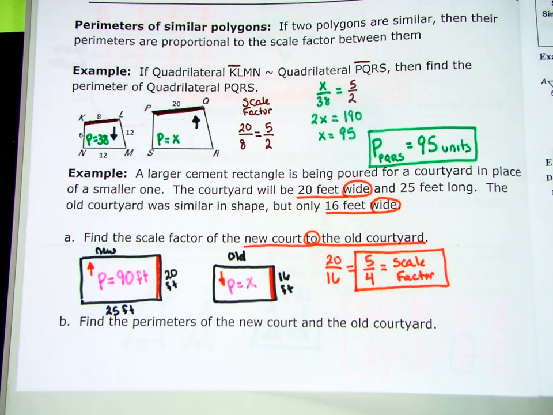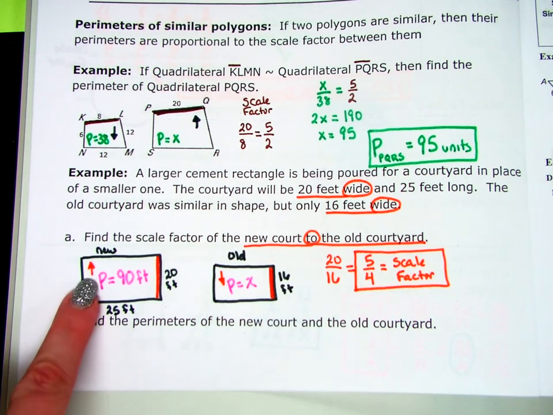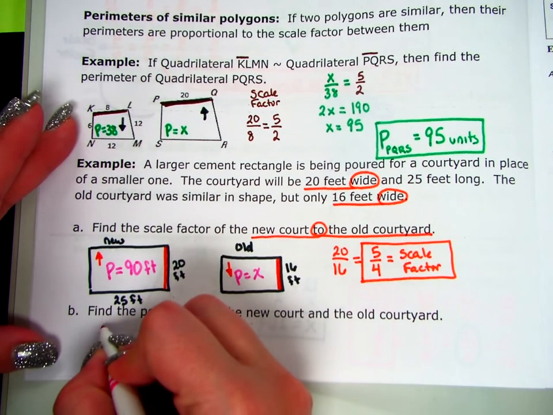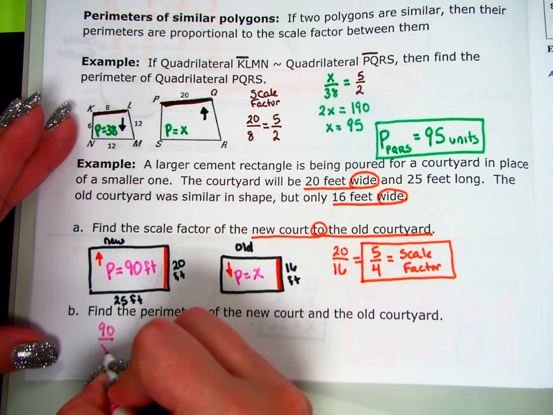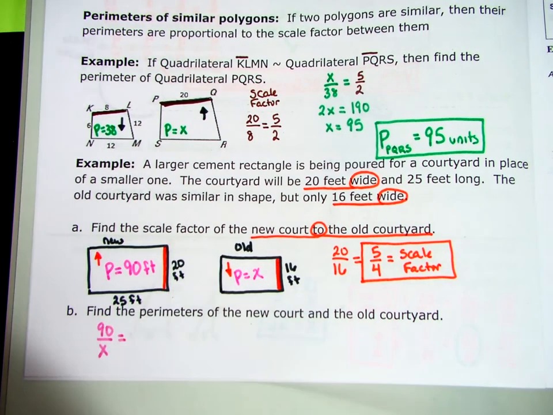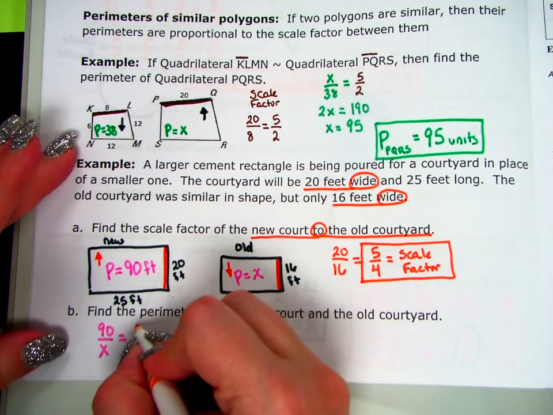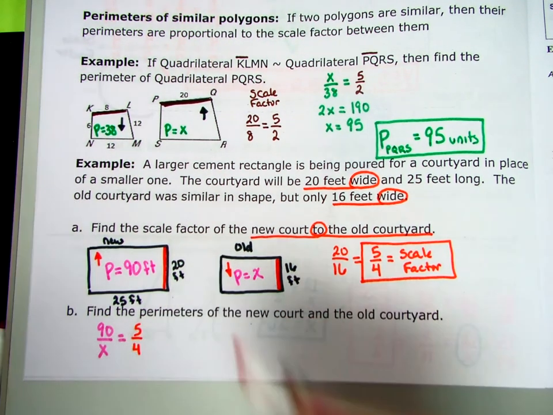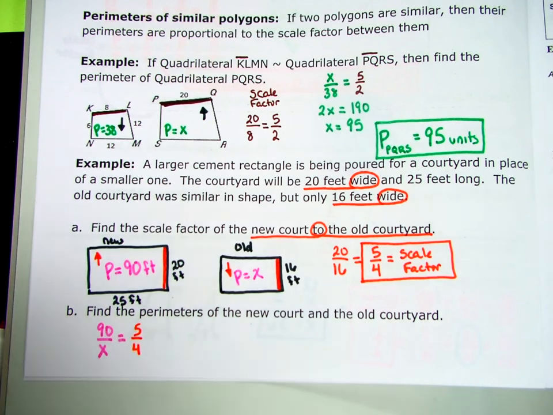But I do know that the perimeters, if I set them as a fraction, are going to reduce to the scale factor. Which perimeter is going to go on top, the 90 or the x? The 90, because that's where my up arrow is. So I'm going to do 90 over x, and I know that's going to reduce to the scale factor, which we said was 5/4. 5 to 4. How do I find x?